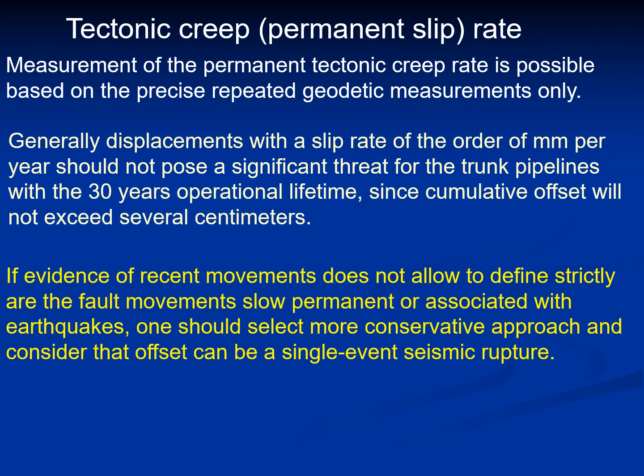But the problem is that if evidence of recent movements does not allow us to define strictly whether the fault movements are slow permanent, or they are associated with earthquakes, it is better to select a more conservative approach and to consider that the offset at that particular site could be a single event, a seismic rupture.